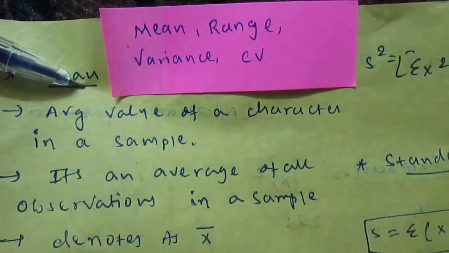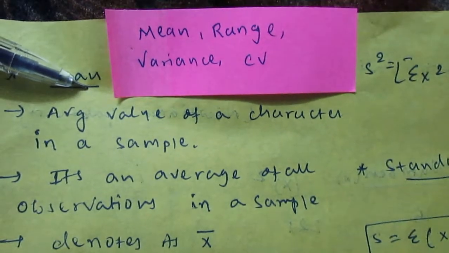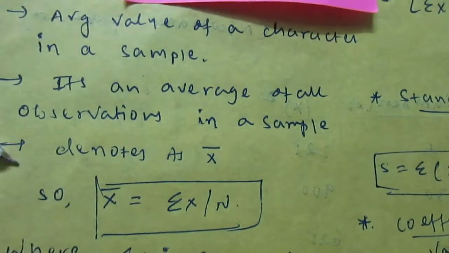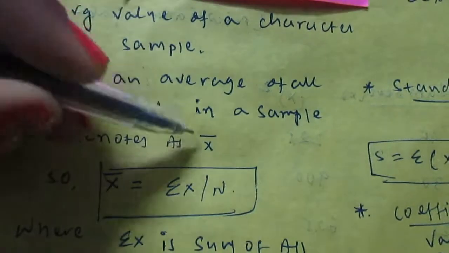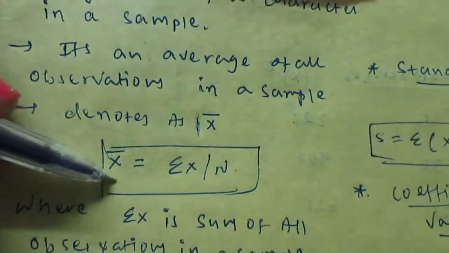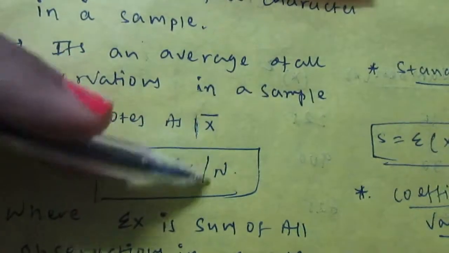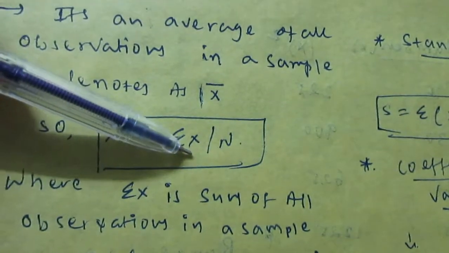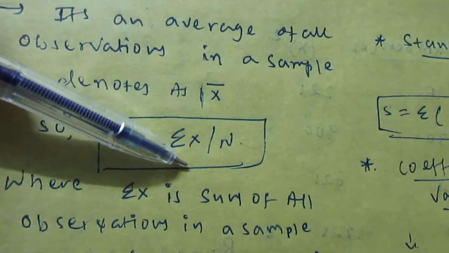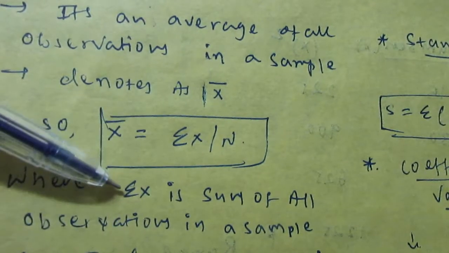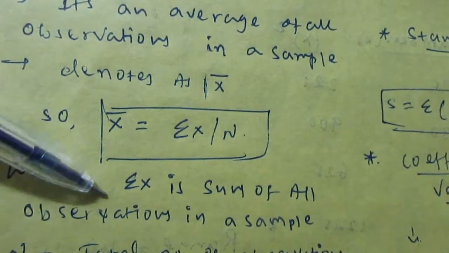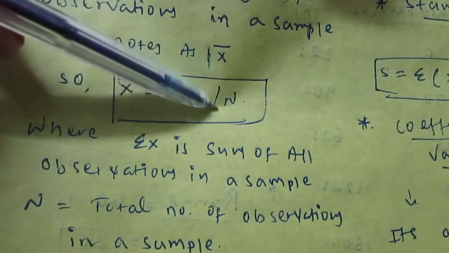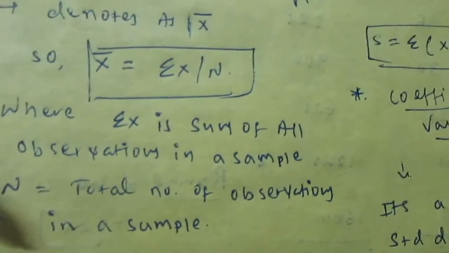Mean value is an average value of all the characters present in a sample. It's an average of all the observations in the sample and is basically denoted as x bar. x bar is the summation of x divided by n, where x represents the observations present in the sample, and sum of x is the sum of all observations present in the sample, whereas capital N is the total number of observations in the sample.